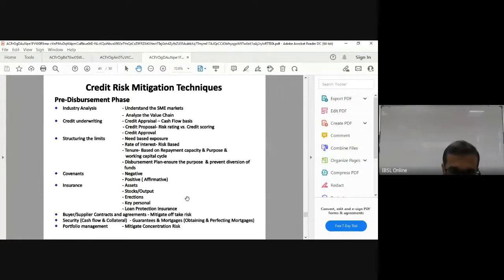Now NPLs are classified into 3 stages: Stage 1, Stage 2, and Stage 3. Stage 1 is performing, Stage 2 is underperforming, Stage 3 is non-performing. All that happens simply based on the cash flow. So given that, we should be able to analyze any underwriting or any credit appraisal based on the cash flows. Whether it is retail, yes, it is also based on the cash flows, the salary. And business, obviously, based on the cash flows.